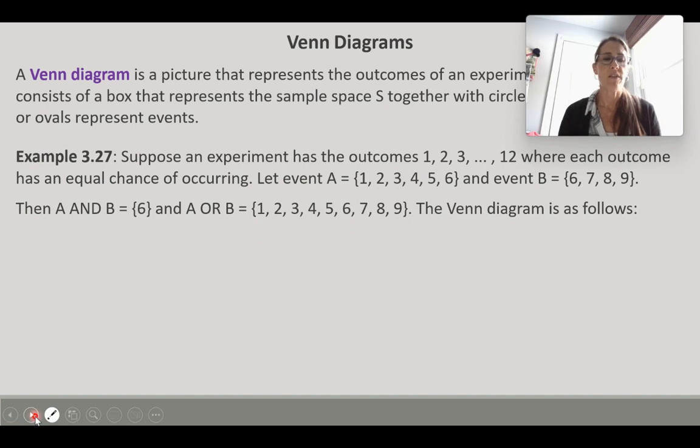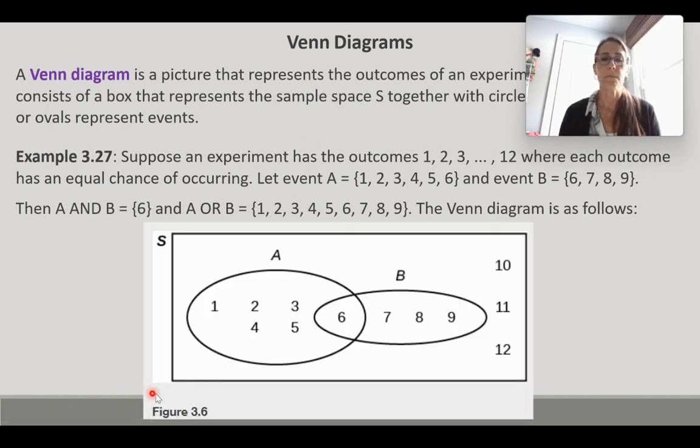So the Venn diagram for this situation looks like this. We have the rectangle that represents our sample space S. Event A are the numbers 1, 2, 3, 4, 5, 6. B is 6, 7, 8, 9. And 6 lives in the overlap of the 2 ovals. So knowing the and helps you lay everything out in your Venn diagram, because you put the and part in first and then fill everything else out.